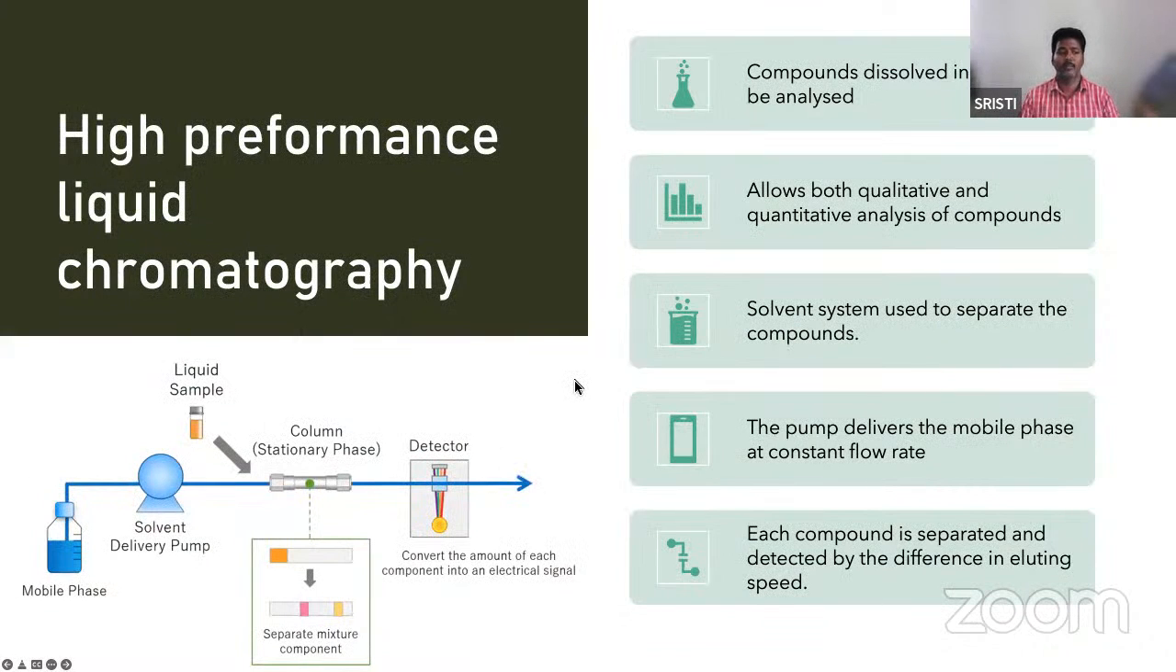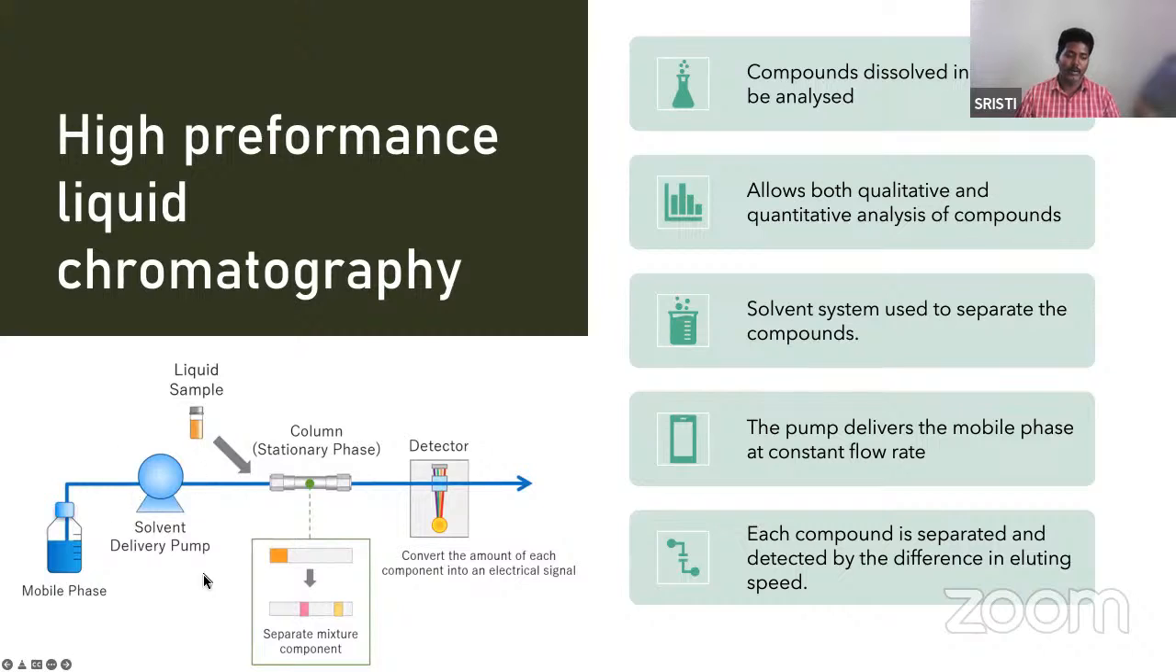And then HPLC, high performance liquid chromatography. These are mostly compounds that are dissolved in solvents, that are able to dissolve in different organic solvents, and analyzed using the HPLC system. This system allows both qualitative as well as quantitative analysis of your compounds. You not only can determine the purity level of your compound, you can also quantify how many micrograms or milligrams of compounds are present in your extract in a single injection. The solvent system is used to separate the compounds.